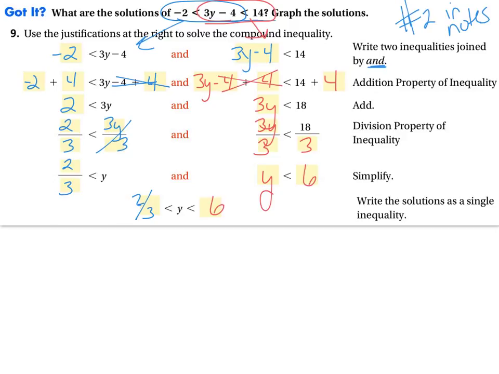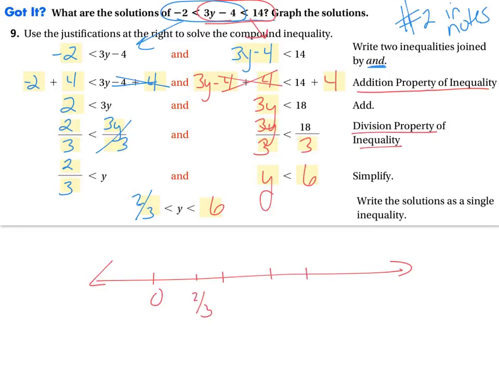So, I'm sorry, not equal. Y is less than 6. So notice here I've used the addition property of inequality, the division property of inequality by dividing, and then I did a lot of simplification. So if I was graphing this, I'd have a 0, 1, and then I'd have a 2/3 about right here.